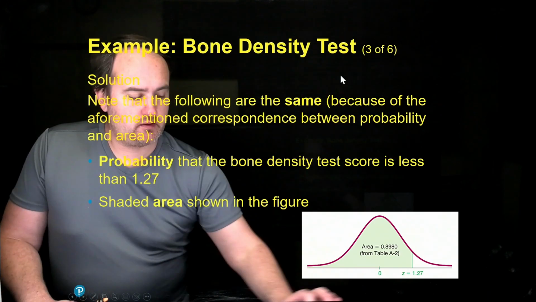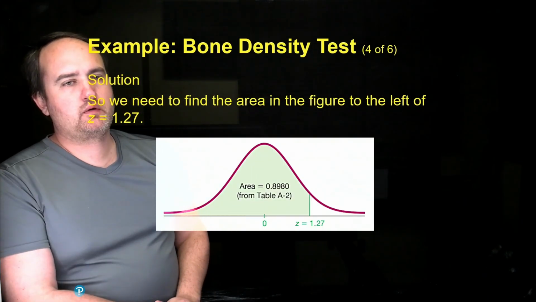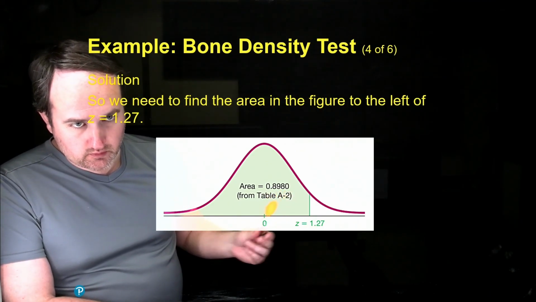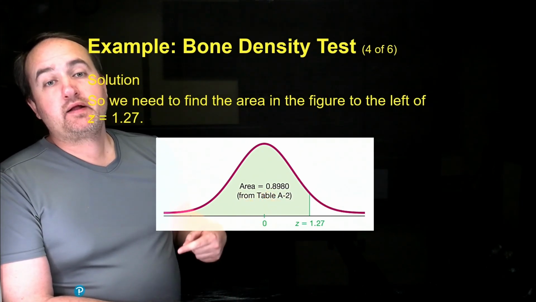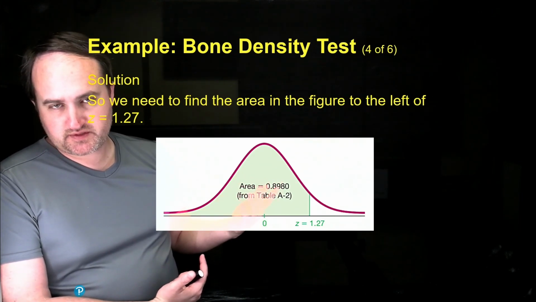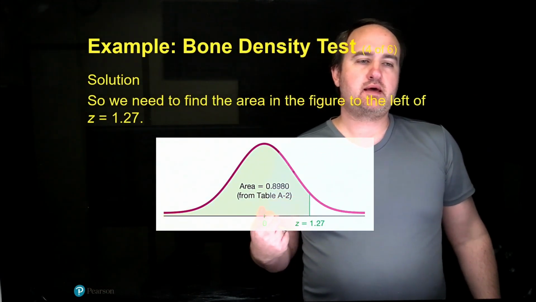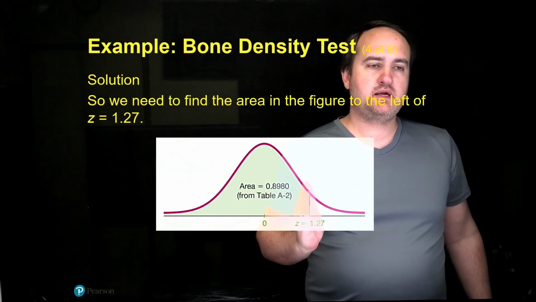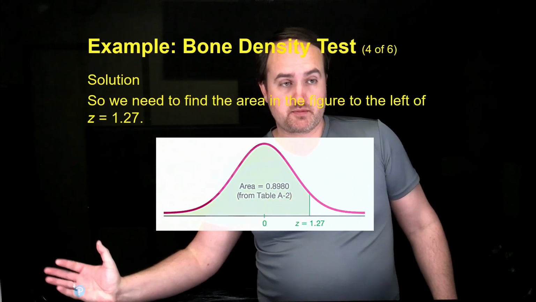Okay, and then when we found the area, the 0.8980, that was the area that we looked up just now in table A2, and that corresponds to probability. So if you want to convert it to a percentage, just to understand it better, this is the same as an 89.8% chance that we would have a z-score at 1.27 or smaller.